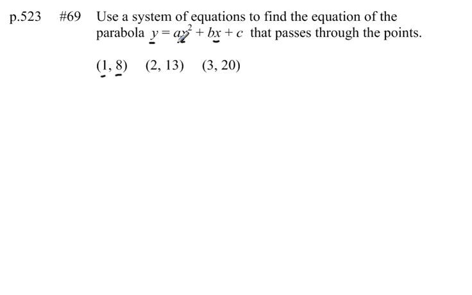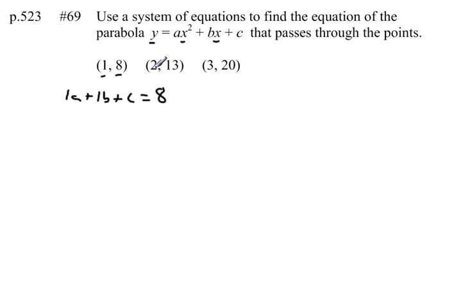So we can take each of those points and plug them in for x and for y. And when I do this, I'm going to write ax squared plus bx plus c equals y. So let's plug 1 in place of x. So I have 1 squared, which is 1 times a. So 1a plus 1 times b plus c is equal to y, which in this case is 8. So there's my first equation.